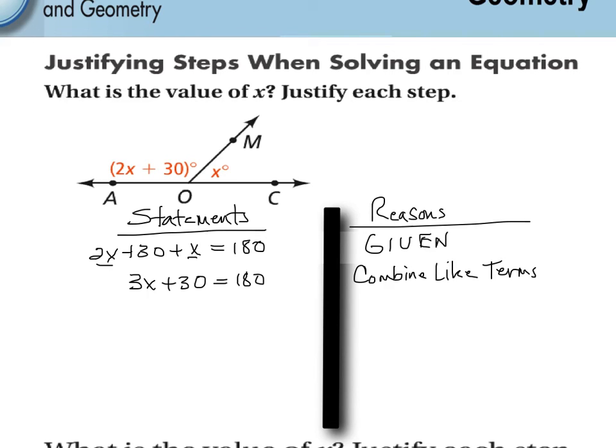Okay, we're combining our like terms. It's not adding because we didn't do it to both sides of the equal sign. Okay, so now if I were to solve here, I would subtract 30, and I would get 3x equals 150. Okay, now, my next reasoning. What did I do from this step right here to get to here? In this case, I subtracted 30 from each side, so my reasoning is the subtraction property.